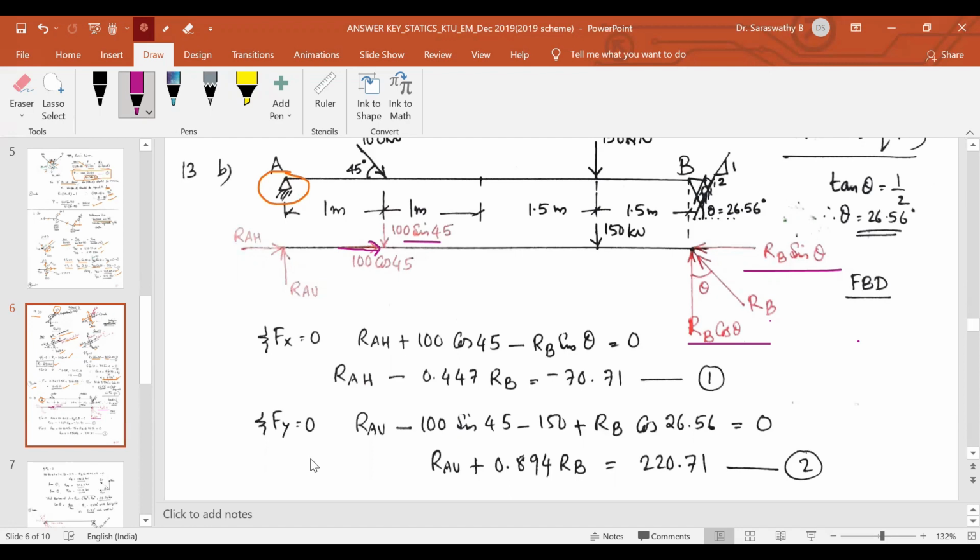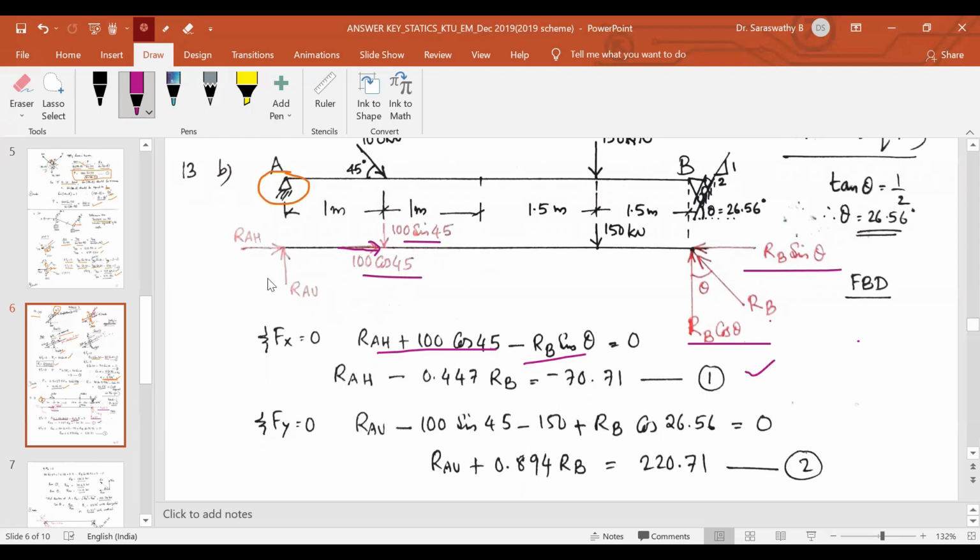Now it is simply applying sigma Fx = 0, Fy = 0 and moment of the forces about any one point is equal to 0. Sigma Fx is equal to 0. RAH acting horizontal towards right. 100 cos 45 acting towards right. So RAH plus 100 cos 45. This RB sin theta, this is towards left. So minus RB sin theta is equal to 0. From that we'll get RAH minus, substitute this, sin theta, one equation.